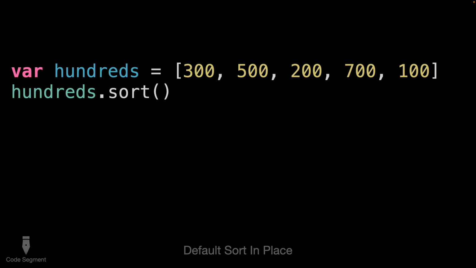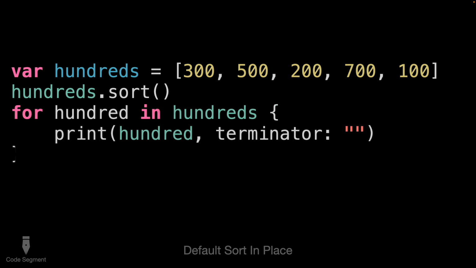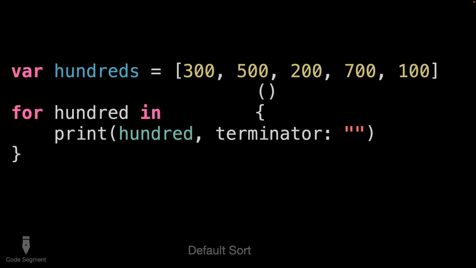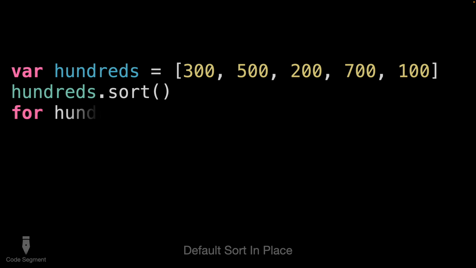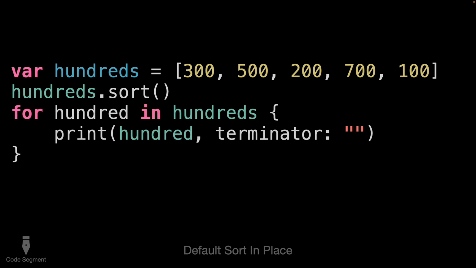If we call hundreds.sort, and then we iterate through hundreds, and we print out each element without adding a new line, then what this will print is basically 100, 200, 300, 500, 700, no spaces, right? All in one go. It'll look like a big string of gibberish, right? That's because the hundreds variable is getting modified.